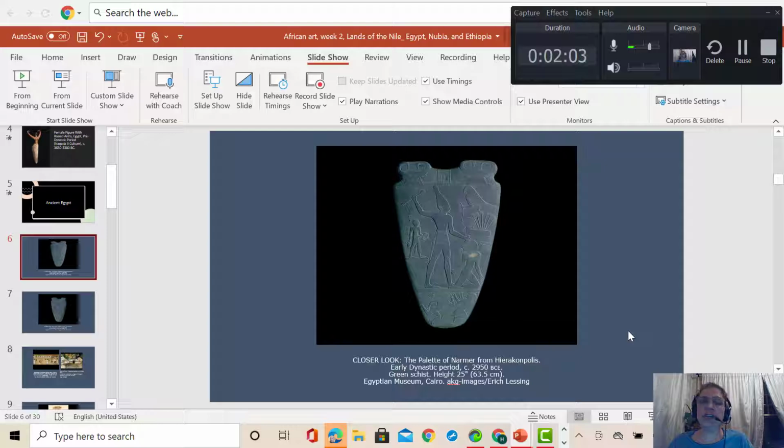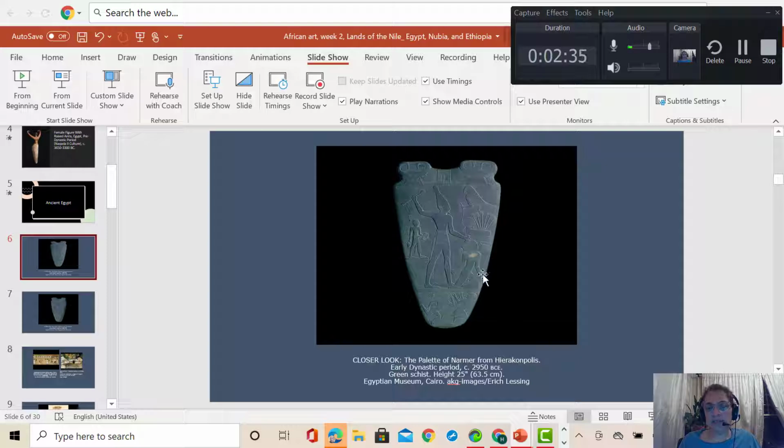So Egypt was divided, if you remember in the last video, into two sections. The upper section is actually the upper part of the Nile, and then the lower part is going down the Nile. So he was from the upper part of Egypt. He conquers the lower part of Egypt, and then he marries the princess from the lower part of Egypt, unifying the two sections of Egypt together.